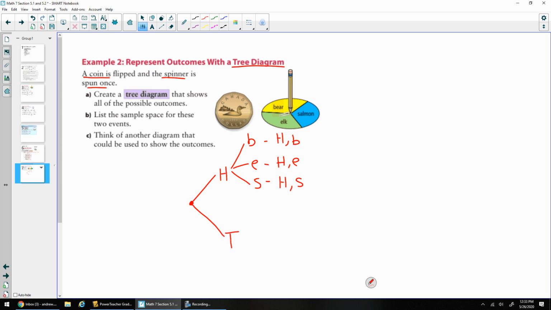Or if your path had gone down the route of flipping a tails, from there are three possible paths your life could take. You could spin a bear, you could spin an elk after you flip the tails, or you could spin a salmon after you flip the tails. So there are three more possible outcomes at the end of those routes.